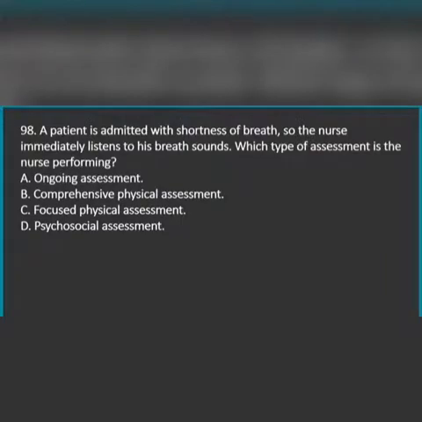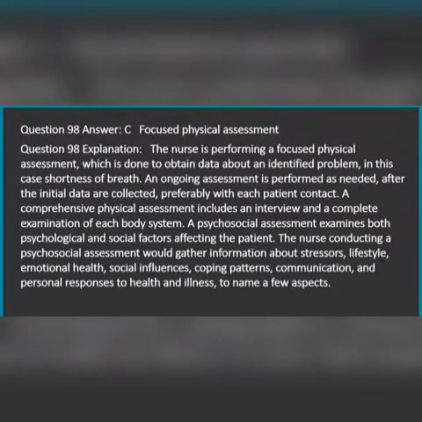Question 98. A patient is admitted with shortness of breath, so the nurse immediately listens to his breath sounds. Which type of assessment is the nurse performing? A. Ongoing assessment. B. Comprehensive physical assessment. C. Focused physical assessment. D. Psychosocial assessment. Question 98 answer. C. Focused physical assessment.